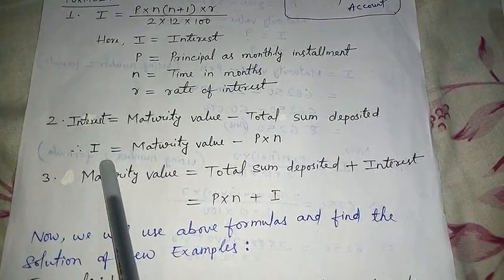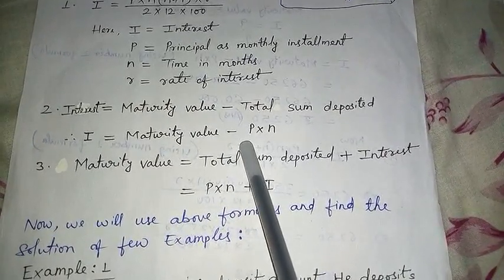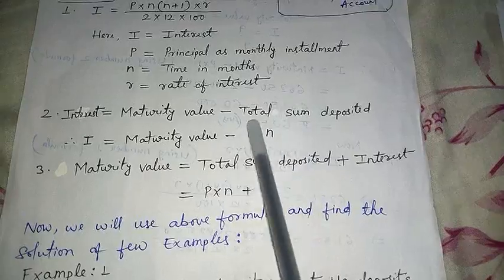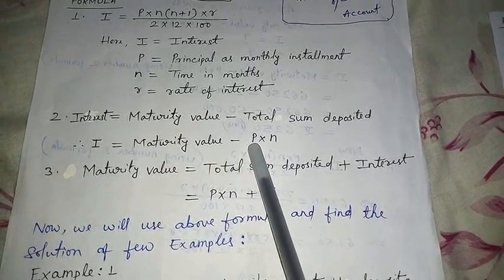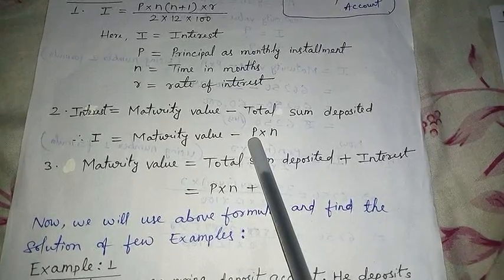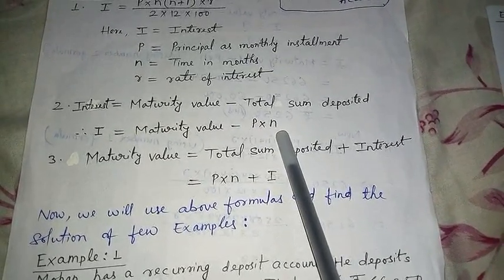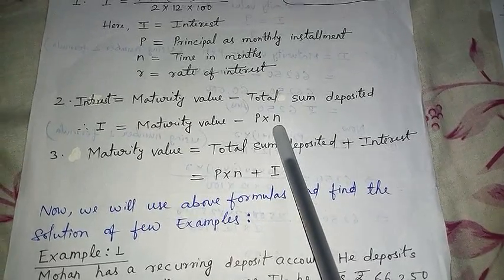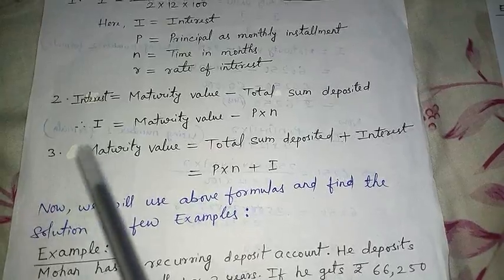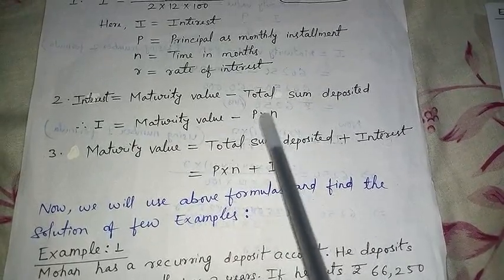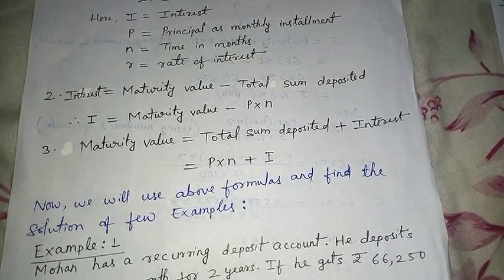So interest we denote by I and maturity value will be given in the question, and minus P into N, that is called total sum deposited. Why? Because P means monthly installment money. Suppose if I keep 500 per month, then 500 will be my P into for how many months I will keep. Suppose for 1 year, that is 12 months. So 500 into 12, that is 6,000 rupees. That way it is called total sum deposited.